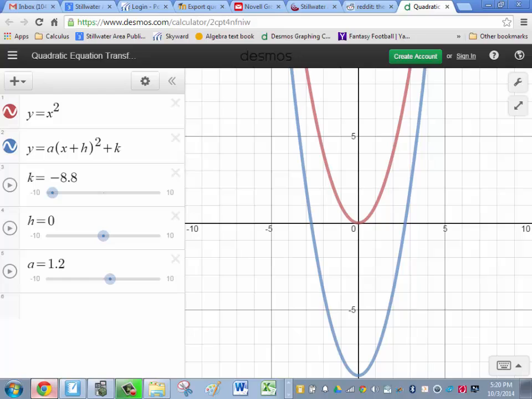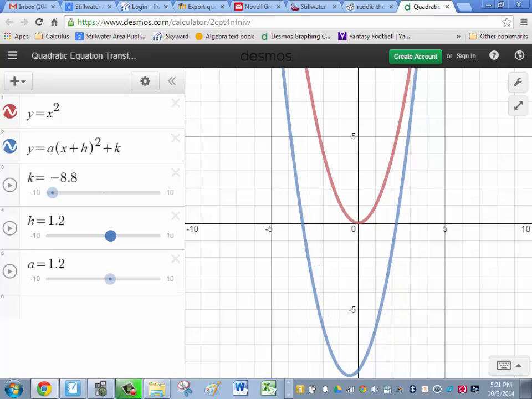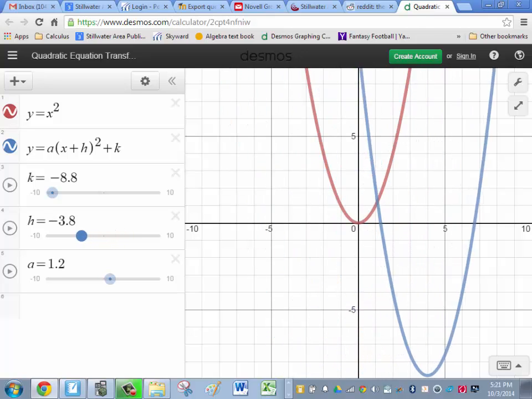Let's take a look at what the h does. What will this h do in this function, the thing inside the parentheses? Well, I'm moving it right. Oh, look at that.